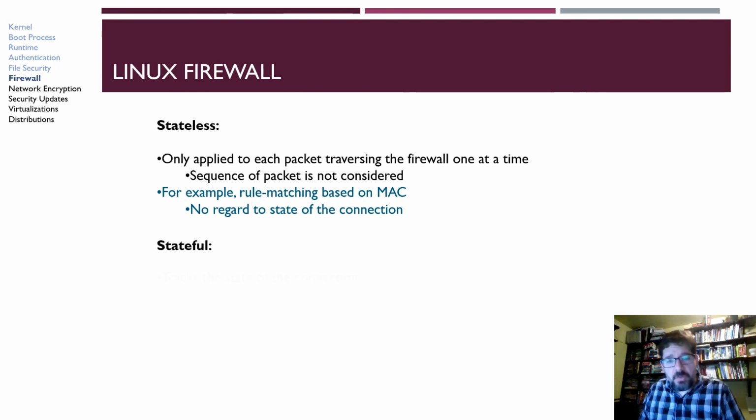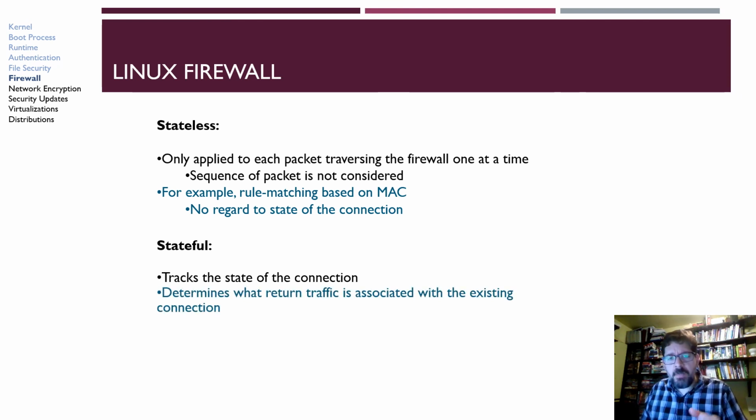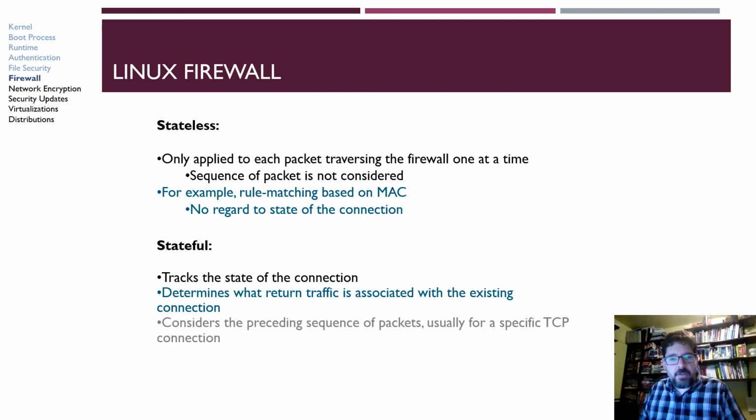A stateful rule, on the other hand, is one that looks at and considers the state of a connection and determines if return traffic is associated with that connection, right? So, for example, you try to access a web page from behind your firewall, it allows the response to come back to the firewall. But if somebody tries to open a new connection into your network, it blocks it, right? Stateful firewalls, as a rule, require more resources.